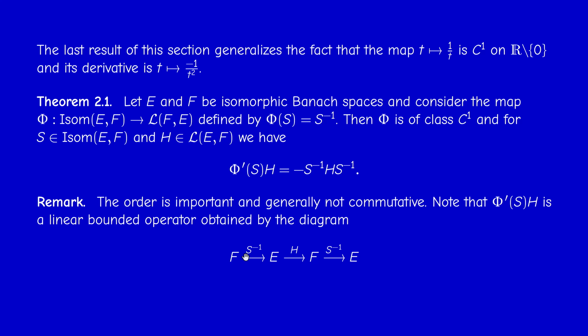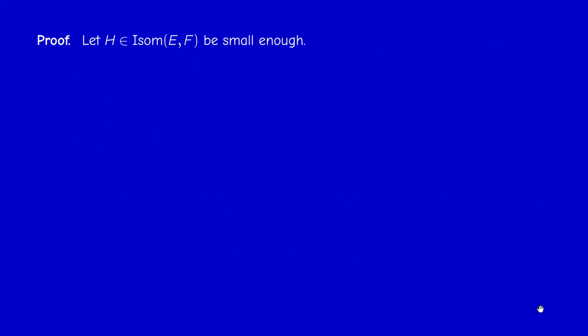And later we can replace this, instead of S minus 1, by a general bilinear map where I put here an operator T and here an operator L, let us say. Okay, so same diagram.